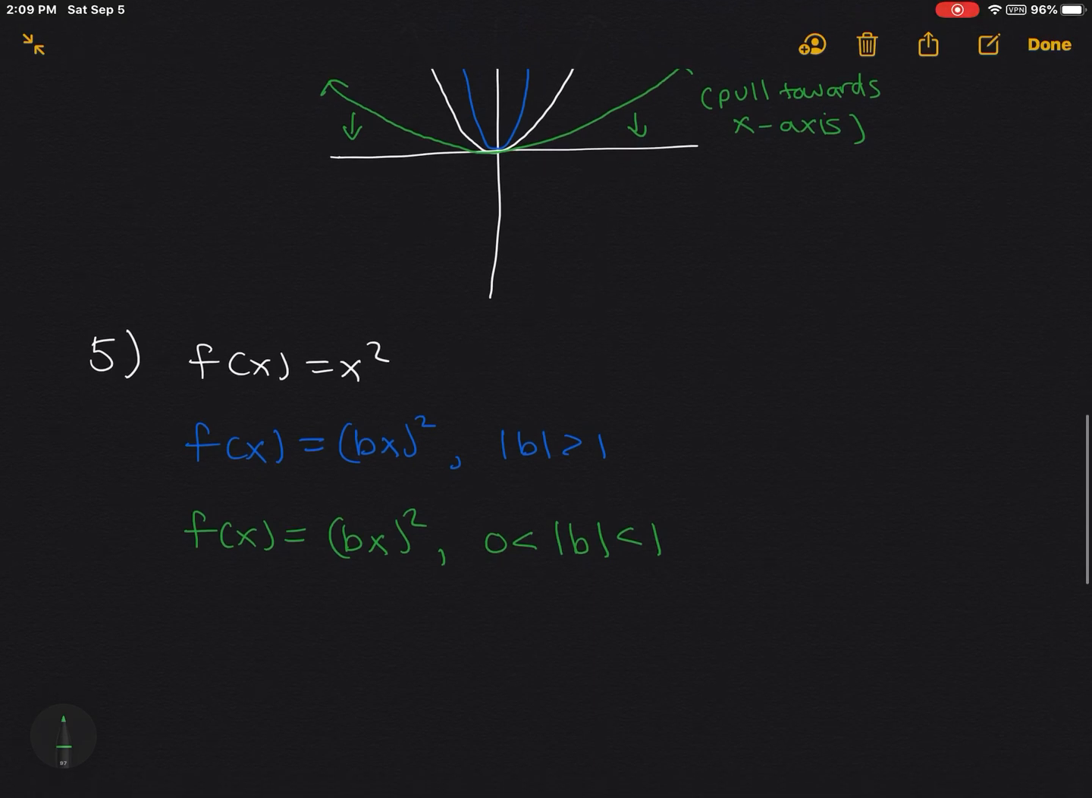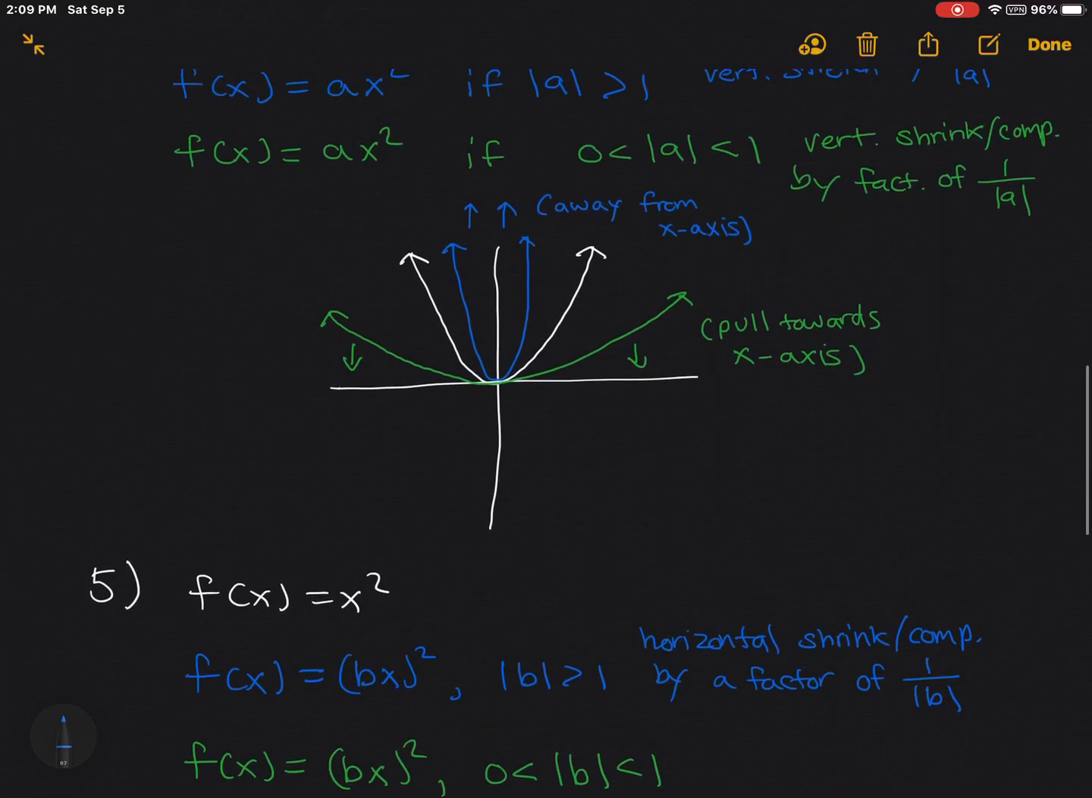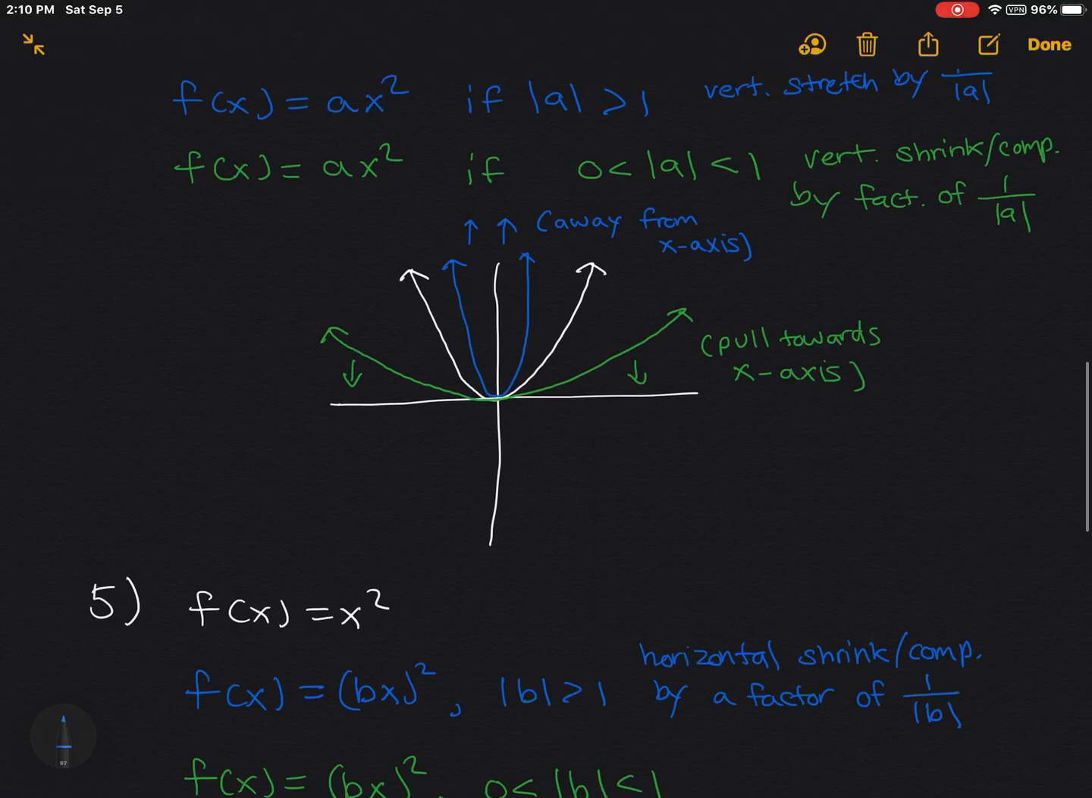what about part number 5 right here? So on number 5, if the absolute value of B is greater than 1, it changes the size of the graph horizontally, right? It's a horizontal, not stretch, but a horizontal shrink or compression, either word's fine, by a factor, okay, this is where the wording is a little bit tricky, by a factor of 1 over B, okay, 1 over B.